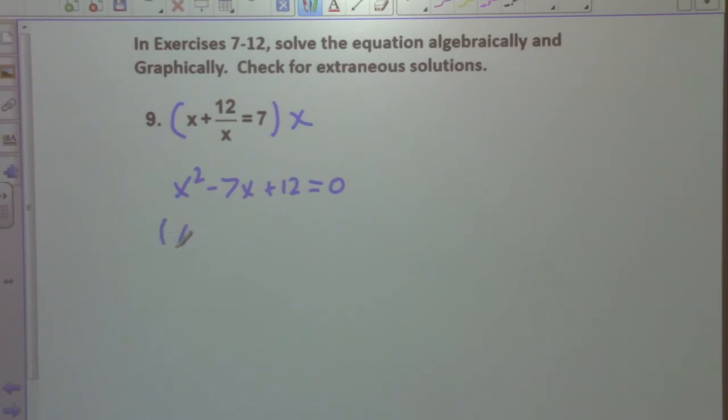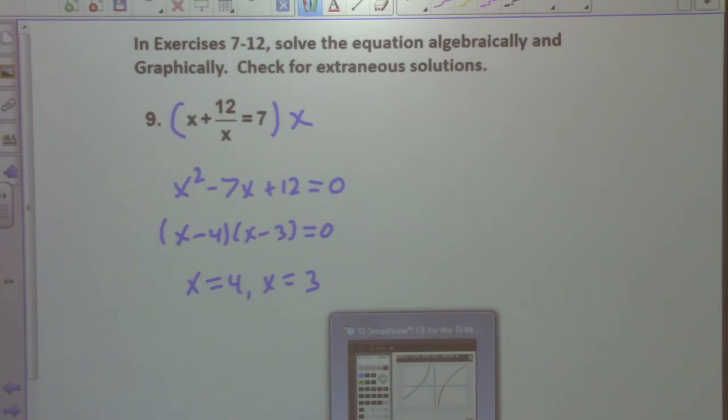x minus 4 and x minus 3. So x equals 4 and 3. And these are real. Did you solve these graphically too? Yes. You did? Now, I did this on the calculator. Was it sort of hard to see a little bit?